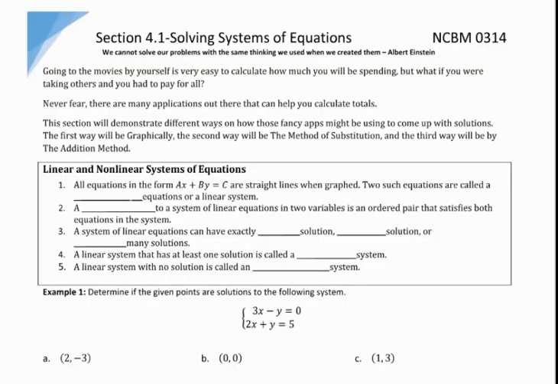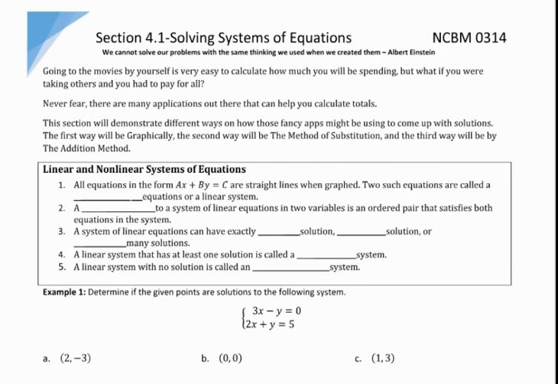Section 4.1, solving systems of equations. Going to the movies by yourself, it is very easy to calculate how much you will be spending. But what if you were taking others and you had to pay for all? Never fear, there are many applications out there that can help you calculate totals. This section will demonstrate different ways those fancy apps might be using to come up with solutions.